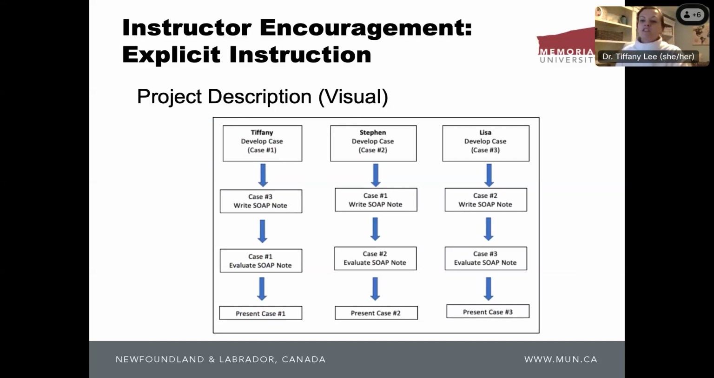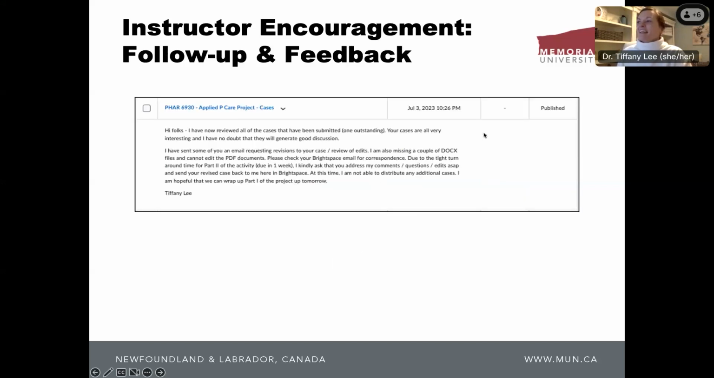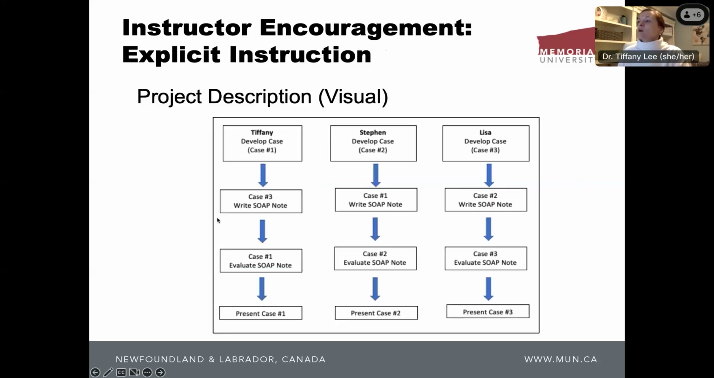There was no way that their peers could identify who had written that particular case. So Tiffany, for example, developed case number 1, but would have been assigned case number 3. And case number 3 would have been developed by one of her peers, Lisa. Oh, sorry, let me go back. And so Tiffany would have used case number 3 to write her SOAP note.